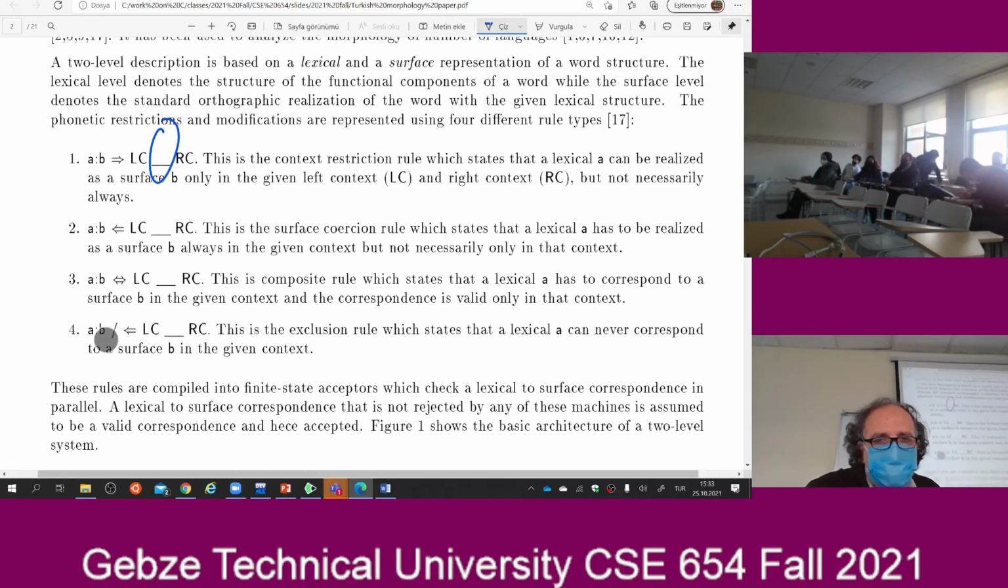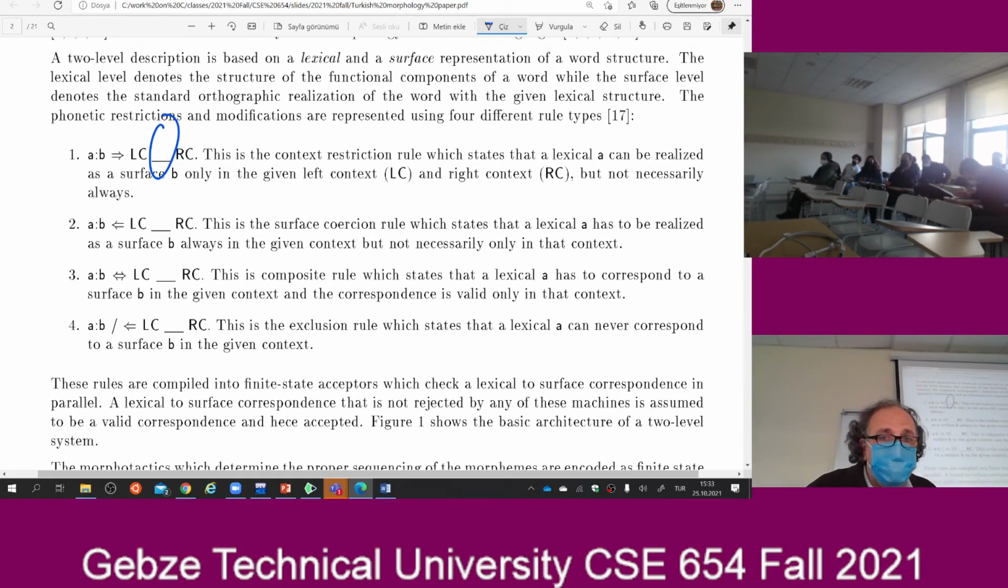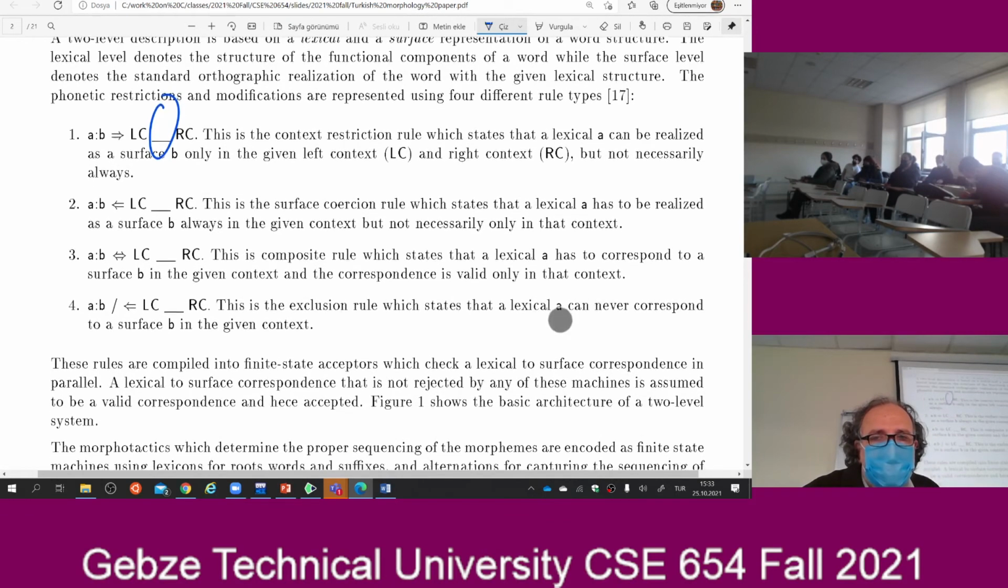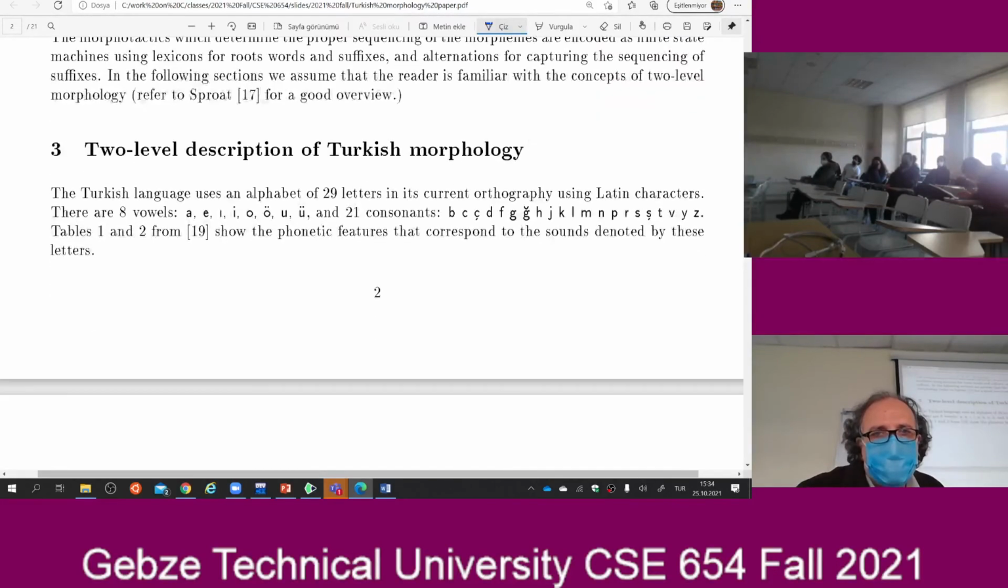This one is for the exceptions. This is the exclusion rule, which states that the lexical A can never correspond to a surface B in the given context. This will never happen. So even if another rule is applicable, if there is such a rule, then this one says don't apply it. So using this notation, let me show you a number of rules.